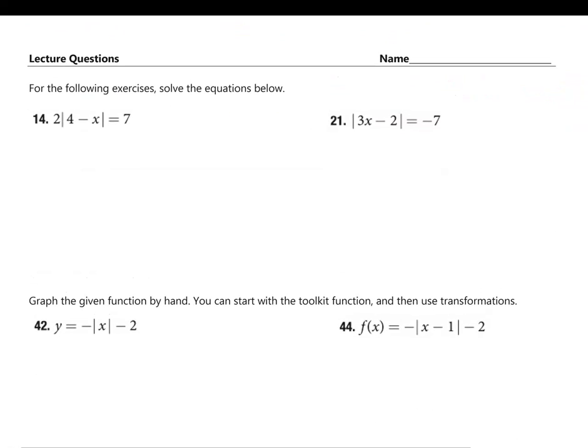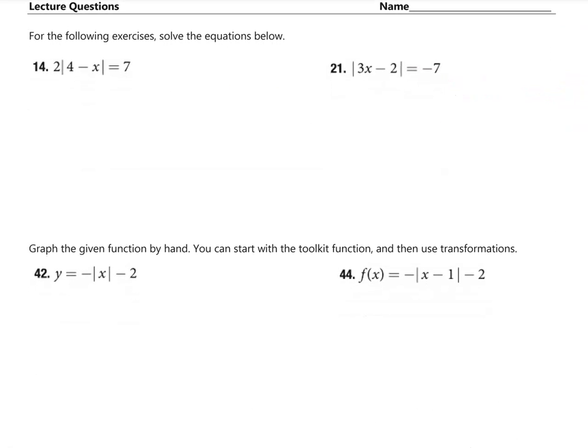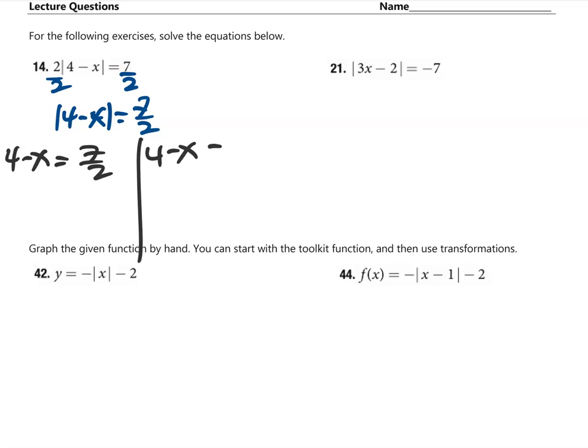Okay, more examples. For the following exercises, solve the equations below. Your goal is always to isolate the absolute value. So get rid of 2, so divide both sides by 2. So this is the absolute value of 4 minus x is equal to 7/2. And then now to remove the absolute value, you have to get two equations, one positive and one negative. So 4 minus x is equal to 7/2, and the other one, 4 minus x is equal to negative 7/2.